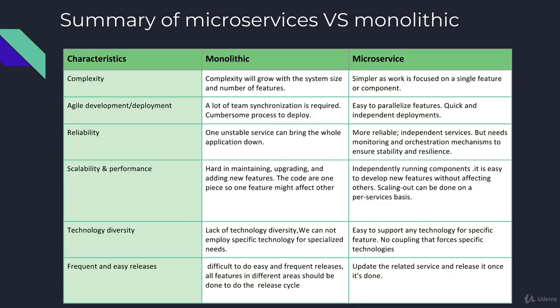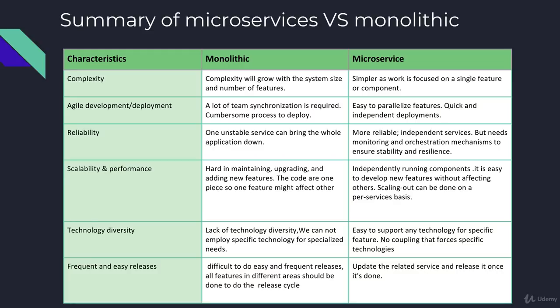In case of reliability, in a monolithic application, one unstable service or functionality can bring the whole system down. But microservices are more reliable because we have independent services. So in case we have a failure in one service, it is not mandatory to break the whole system like in monolithic applications. But in case of microservices, we need monitoring and an orchestration mechanism in order to ensure the stability and resilience of the system. So we will talk about these two points later on.